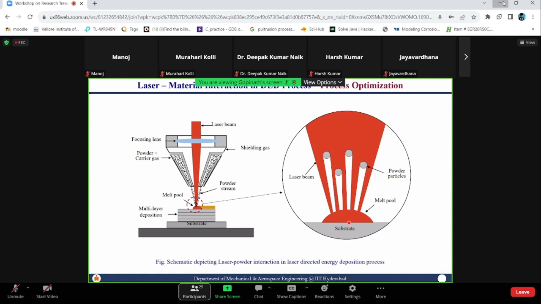Now if you look at those temperature signals, this is what is happening. This is the first layer when it got heated up and cooled down. When the second layer is being deposited, it is again heating up and cooling down. But this cooling down is not coming to the minimum detectable temperature of the pyrometer. Rather, as the number of layers increases, this is accumulating. Why is it accumulating? Just to give an idea.